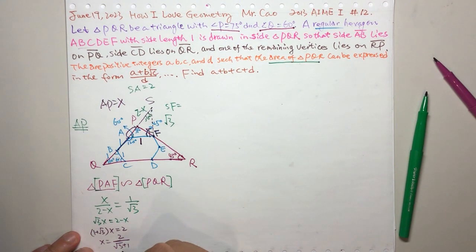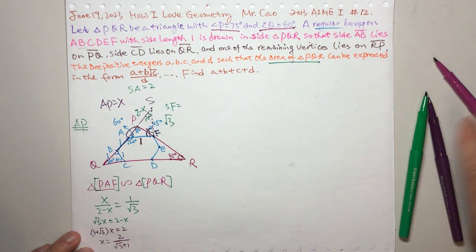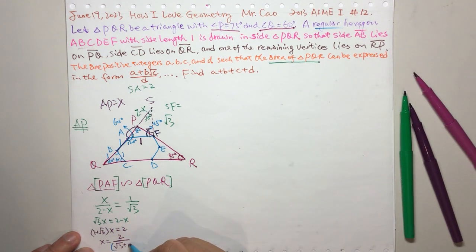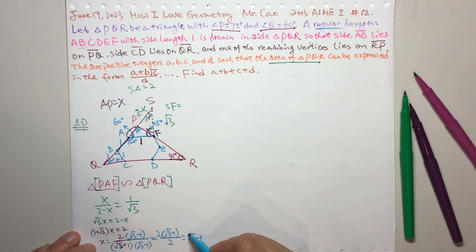So we can multiply square root of 3 minus 1 on the top and on the bottom at the same time. So that's square root of 3 plus 1 times square root of 3 minus 1, which is 3 minus 1 equals 2. The numerator is 2 times square root of 3 minus 1, over 2, so it will be square root of 3 minus 1. Okay, we got x. That's very important.